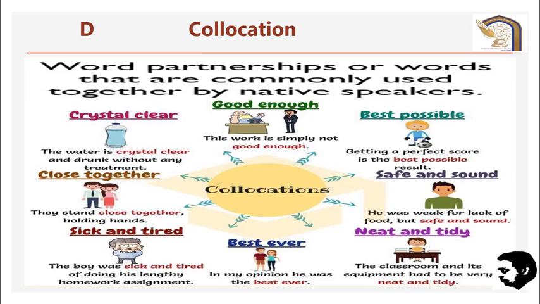Collocation. A collocation is two words or three or whatever that go together. They are used by native speakers and they don't go with any fixed rule. For example, these two words, crystal clear, are used together to show that the water is pure. The water is crystal clear and drank without any treatment. Here is another example for you. Good enough. This work is simply not good enough. So these words go together to give a simple meaning.